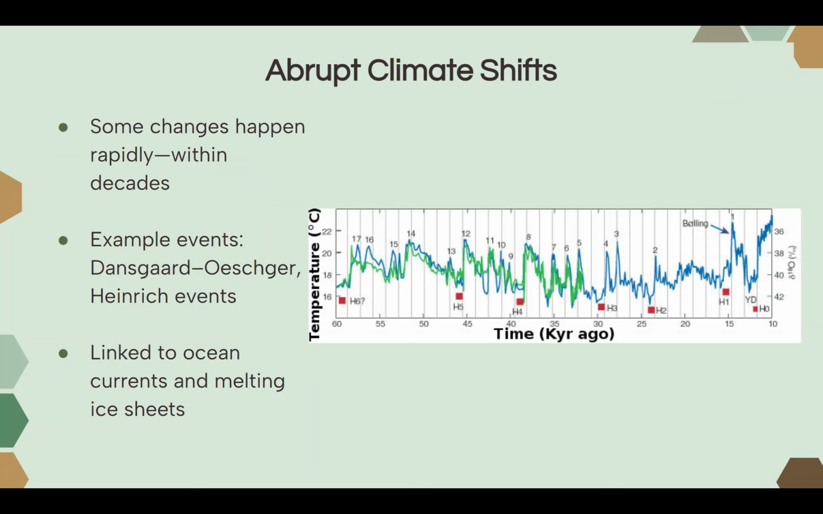Outside of long term slower shifts, Earth has also seen natural abrupt climate shifts as well. These are rapidly changing shifts that can happen within decades. An example would be the Dansgaard-Oeschger or the Heinrich events, where we see very sharp or abrupt temperature increasing events or temperature decreasing events. And these events are thought to be linked to changes in our ocean currents or the melting of ice sheets.